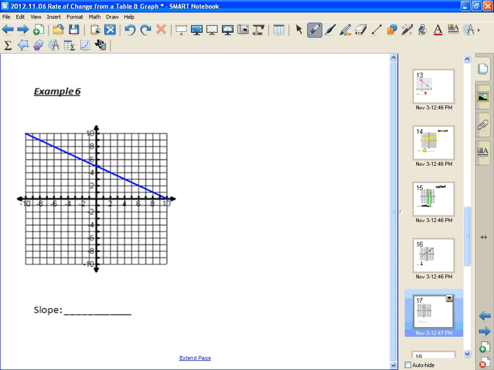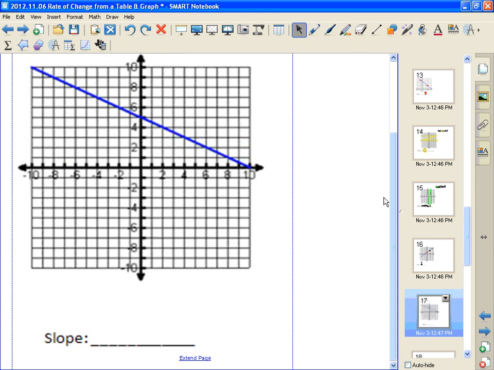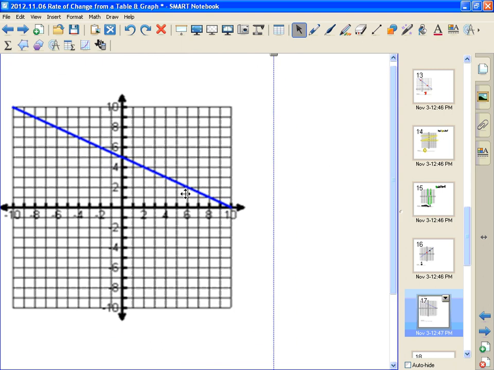So then, for example 6, I'm going to increase the size of that just a little bit. Okay, so on example 6, I can see the place where it crosses on the y-axis. Remember I said that's always a good place to start. It crosses right there on 5 on the y-axis. And then another point that it goes through is 2, 4. And then it looks like it goes through again at 4, 3. And then again at 6, 2.